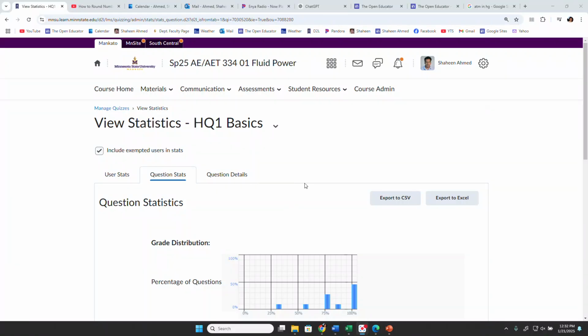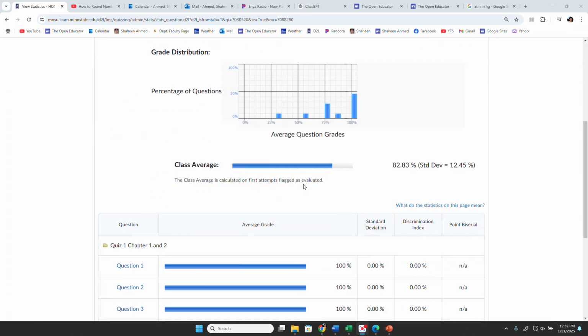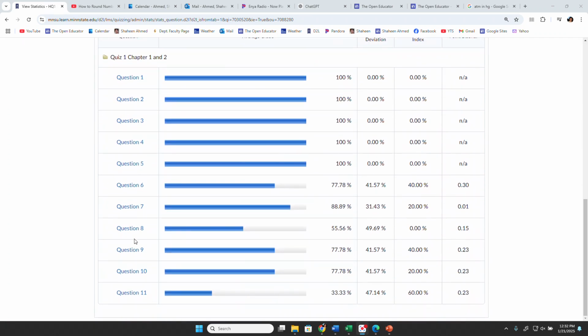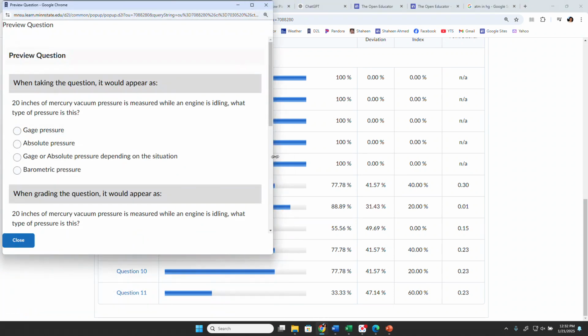I'll discuss a common mistake in the homework quiz of the fluid power. The common mistakes were question 8 and question 11. They're both actually related. So I'm going to open question 8 and see what's going on with that.